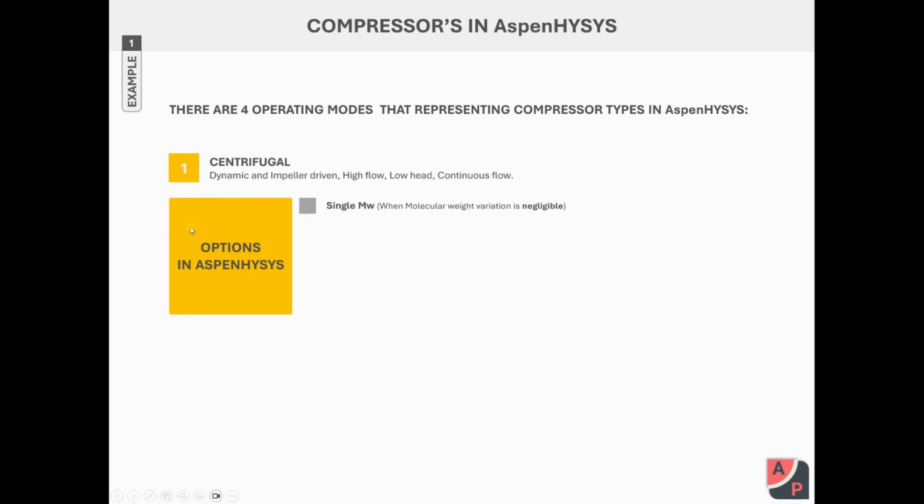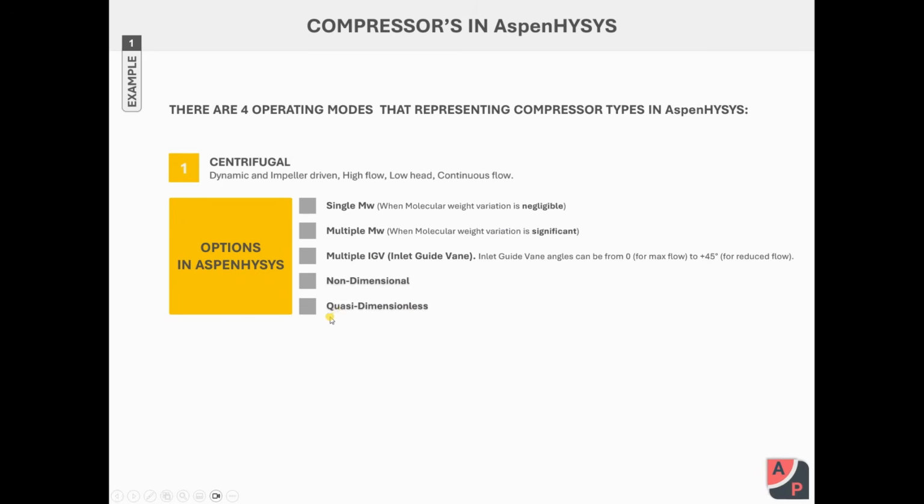The options for curve input in Aspen HYSYS for this type of compressor are single molecular weight, which is the subject of this session, multiple molecular weight, which is suitable when molecular variation is significant, multiple IGV, non-dimensional, and quasi-dimensionless. This type of curve input we will not discuss in this session, but in the future we will give an example to see how you can add them. In addition, in the next slide, we will go through the effect of molecular weight on the compressor curve.